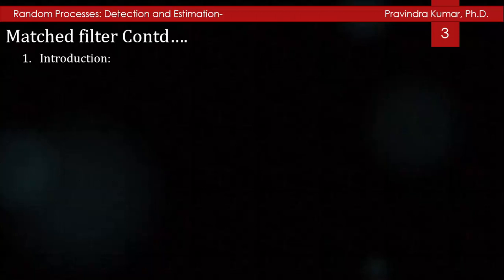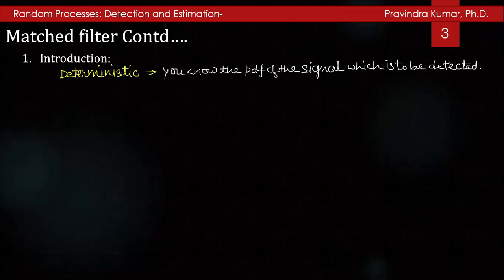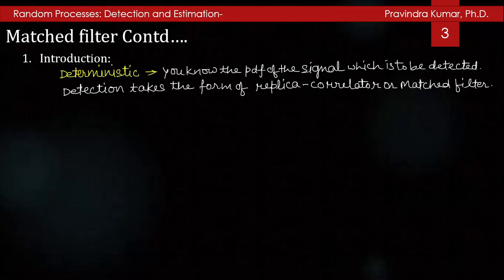Now we'll start with the introduction. The problem of detection of a known signal, meaning a deterministic signal, in the presence of white Gaussian noise has extensive use in different signal processing applications. Here deterministic means you know the PDF of the signal which is to be detected. We can also say that it is a parametric detection, and this detection takes the form of a replica correlator or matched filter. Now we'll start with the matched filter.